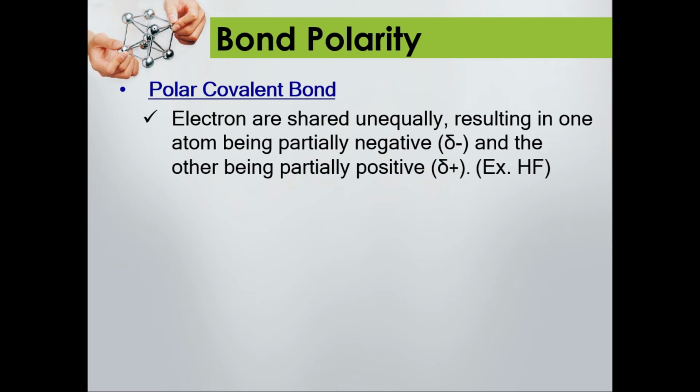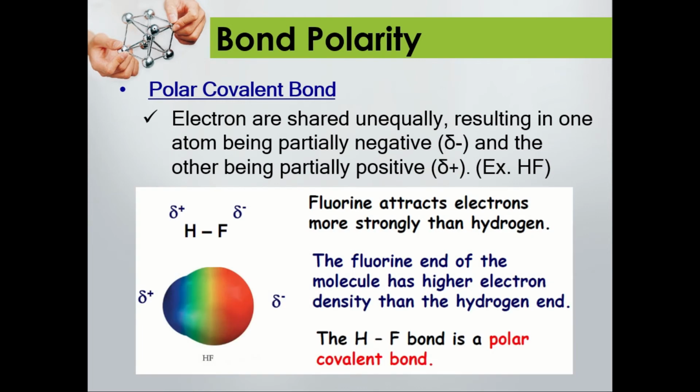So examples of these are the binary acids. So we have here hydrogen bonded to fluorine. How do these partial charges happen? The partial charges happen because the electrons are shared unequally. They are not equally shared between these two elements. Why is it not equally shared?